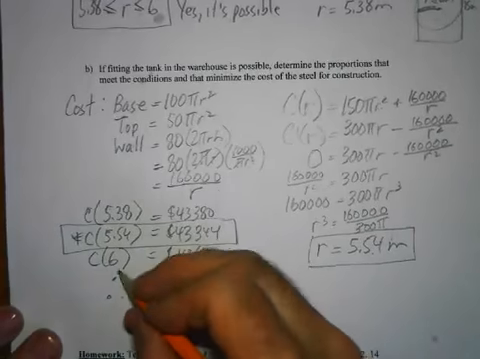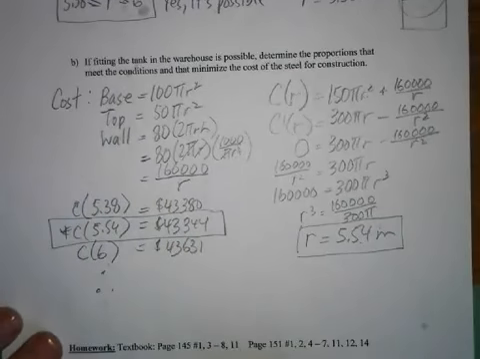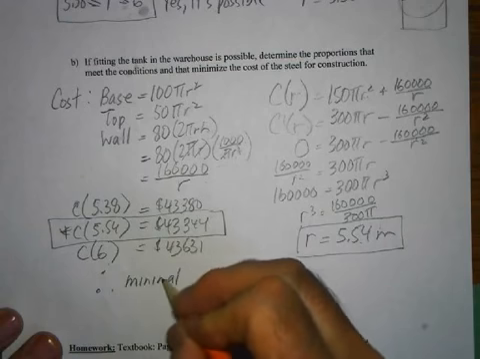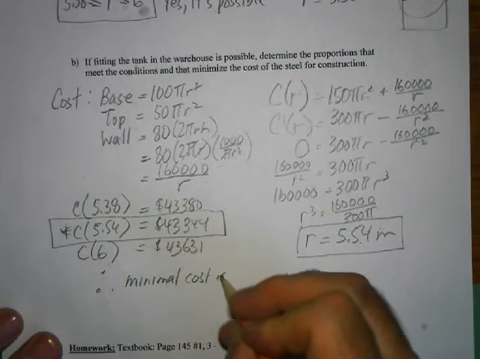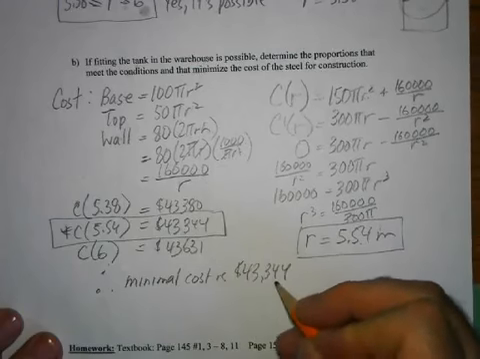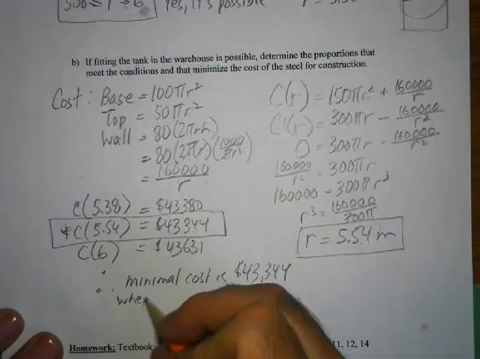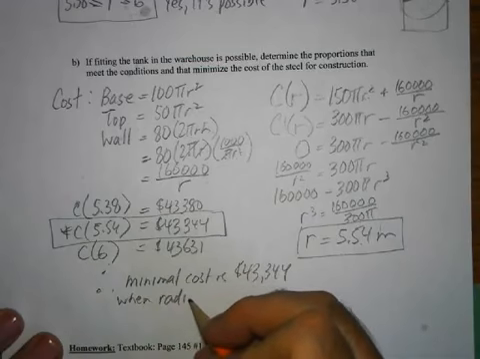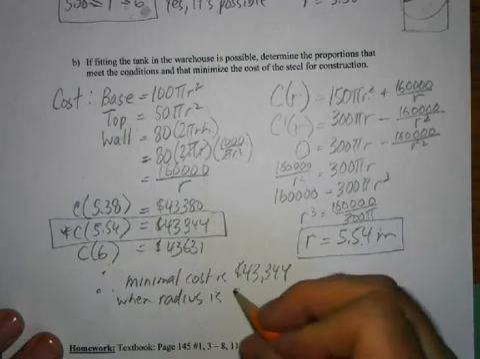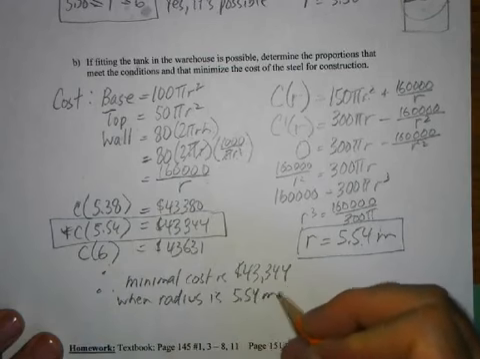So therefore, minimal cost is $43,344 when the radius, so the radius of 5.54 meters, and the height.